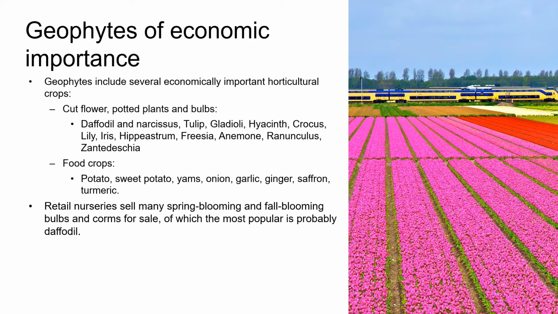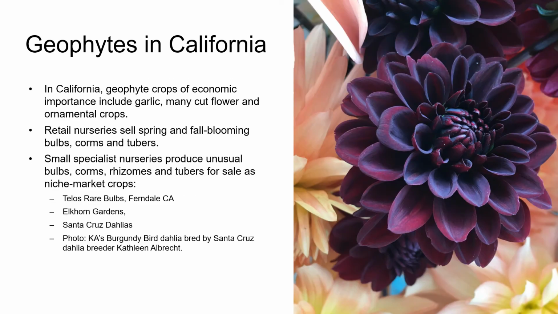There are also several food crops of economic importance that produce specialized storage organs, such as potato, sweet potato, yams, onion, garlic, ginger, saffron, which comes from crocus bulbs, and turmeric. In California, geophyte crops of economic importance include garlic, many cut flower and ornamental crops.